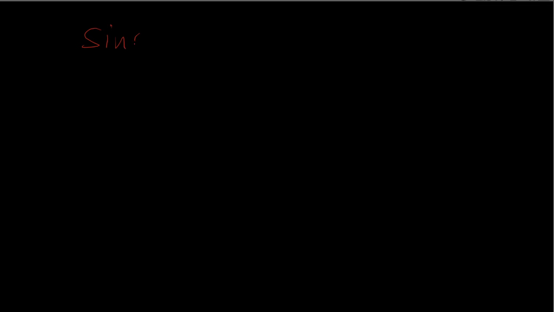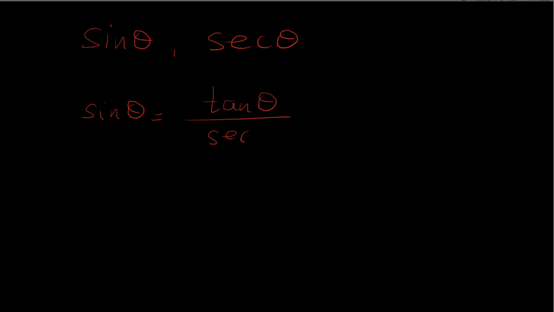Now we want to represent sine theta in terms of secant theta. So sine theta, we can write it as tangent theta over secant theta, right? Because that's equal to sine theta over cosine theta, and then 1 over cosine theta. So the cosine thetas are going to cancel, and you get sine theta. So that's why sine theta is equal to tangent theta over secant theta.